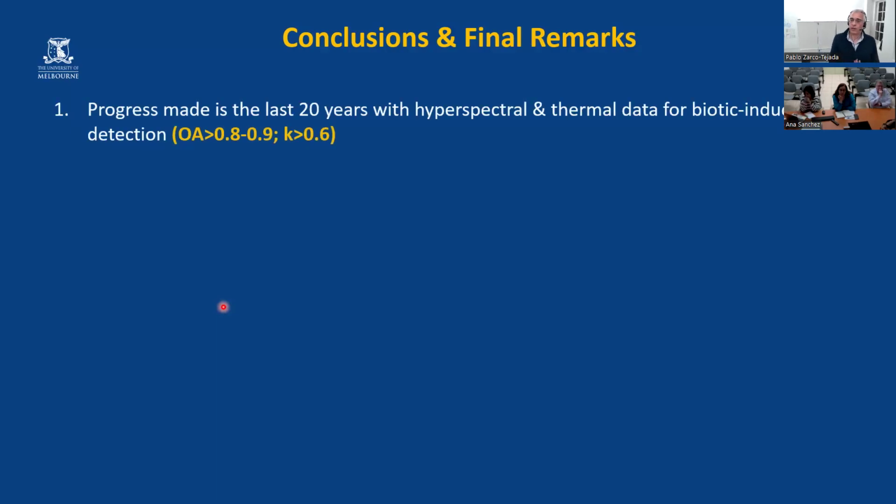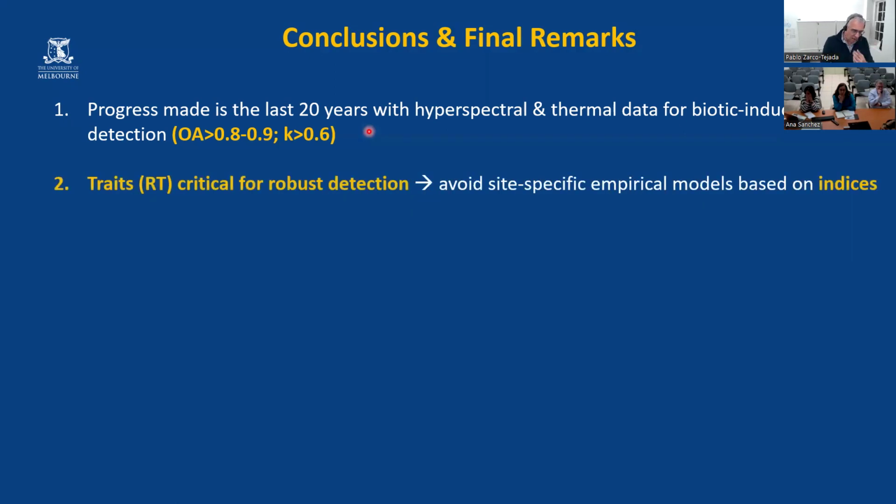I think that the whole scientific community has made very good progress in the last around 20 years in hyperspectral and thermal data for biotic-induced stress. I think that we are now successfully getting overall accuracies ranging in most cases from more than 80 to 90-something percent with high kappa coefficients. I think it's absolutely critical that we use traits for a robust detection, that we shouldn't rely only on indices.